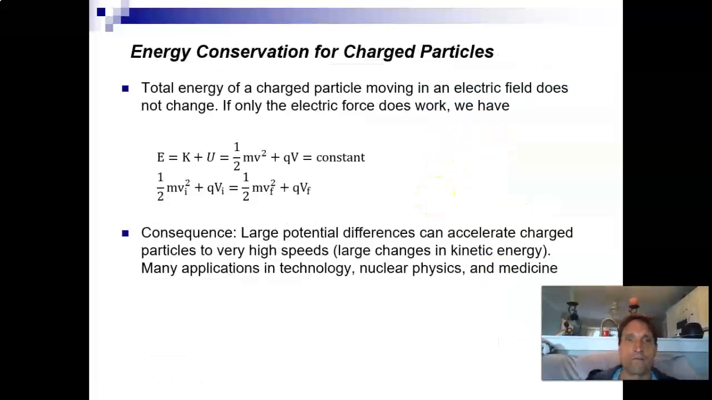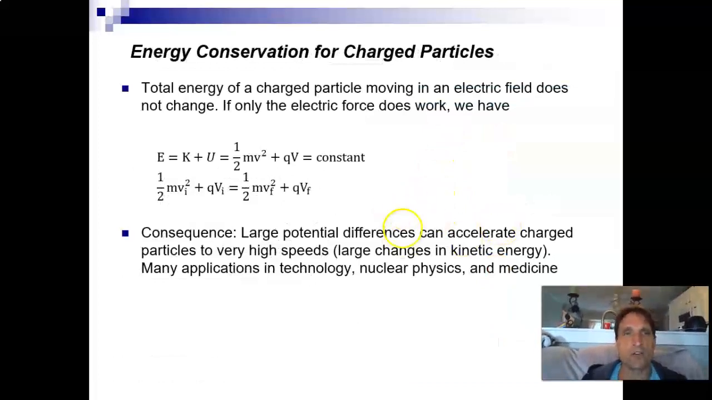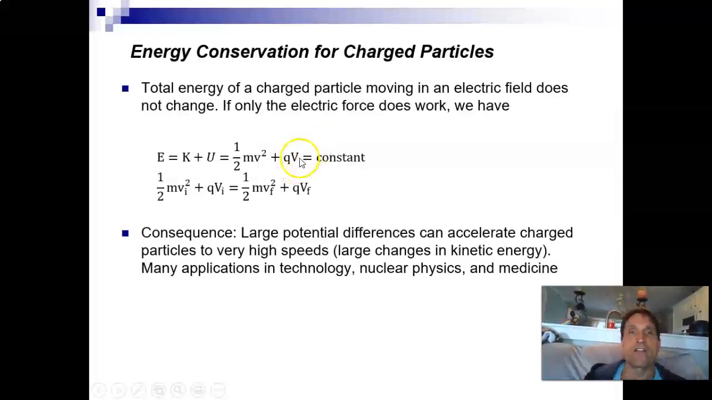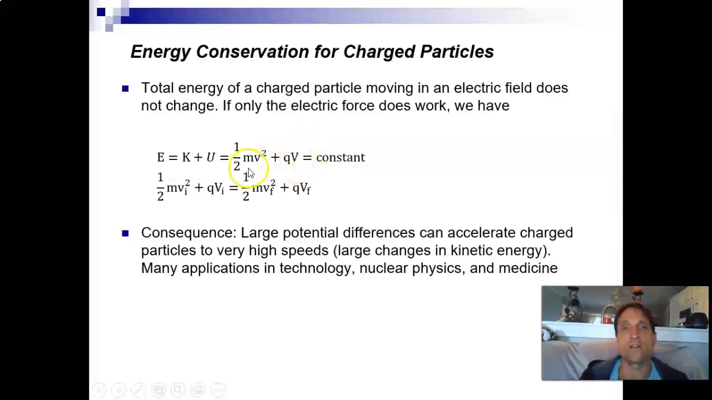So we also talked earlier in chapter 25 that if we know the potential at a given point, then the potential energy is just Q times V. V is just potential energy per charge. And we can apply conservation of energy on charged particles, right? Kinetic plus potential is a constant.